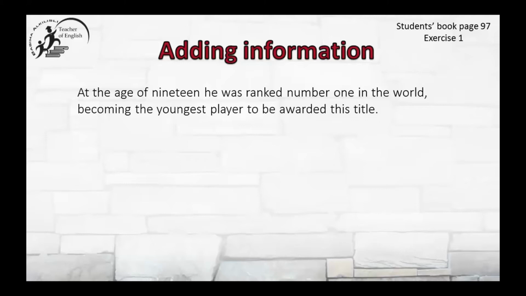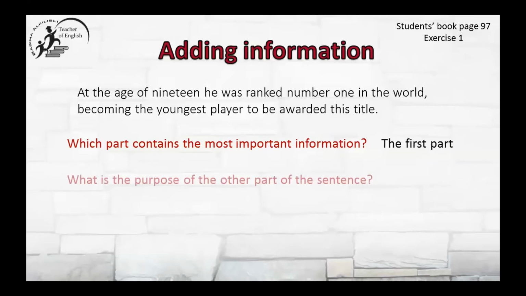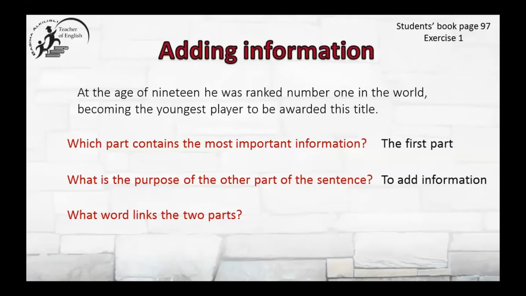Here I'm going to ask some questions about this example. Which part contains the most important information? What do you think? It's the first part. Now, what is the purpose of the other part of the sentence? Becoming the youngest player to be awarded this title. The purpose is to add information. What word links the two parts? It's the word becoming.